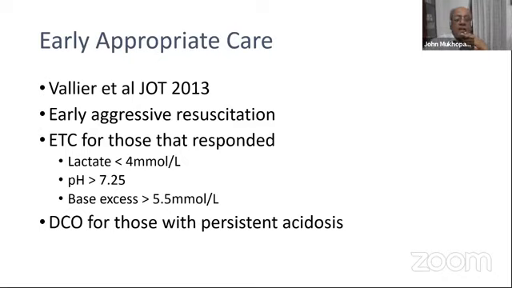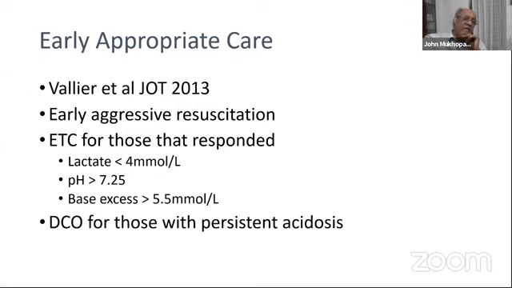Now, more recently, Vallier and her colleagues came up with this idea of early appropriate care. So they decided that maybe waiting for the lactate to come down to 2.5 and the pH to come up to 7.35 may be a bit too long to wait, and you wasted precious time in managing this patient. So they relied on early aggressive resuscitation.